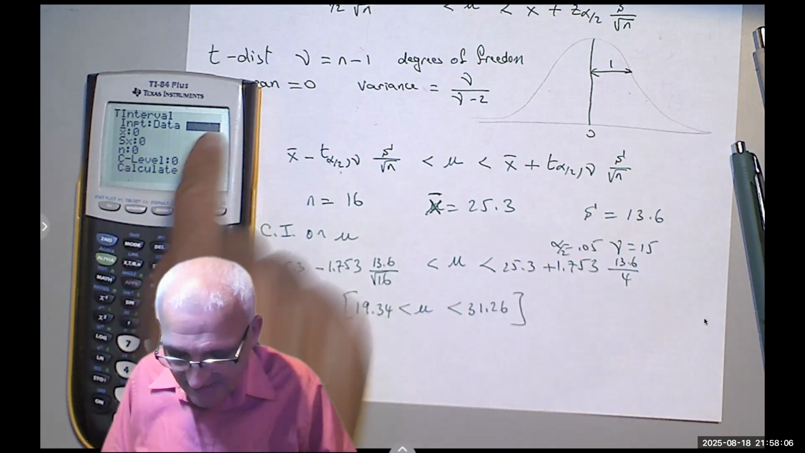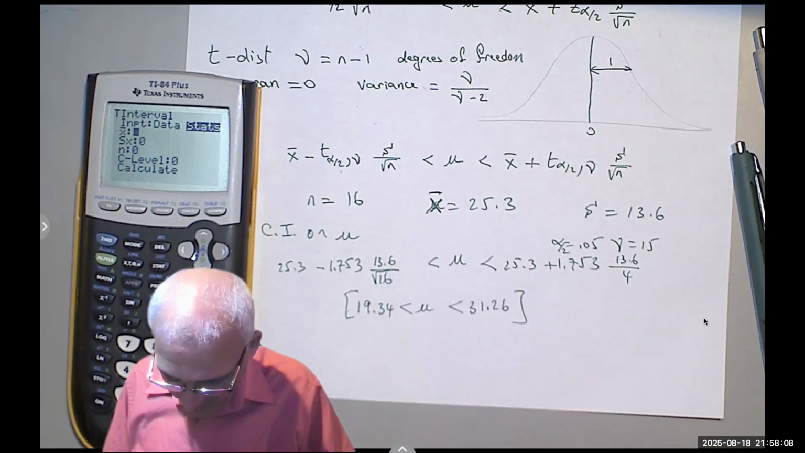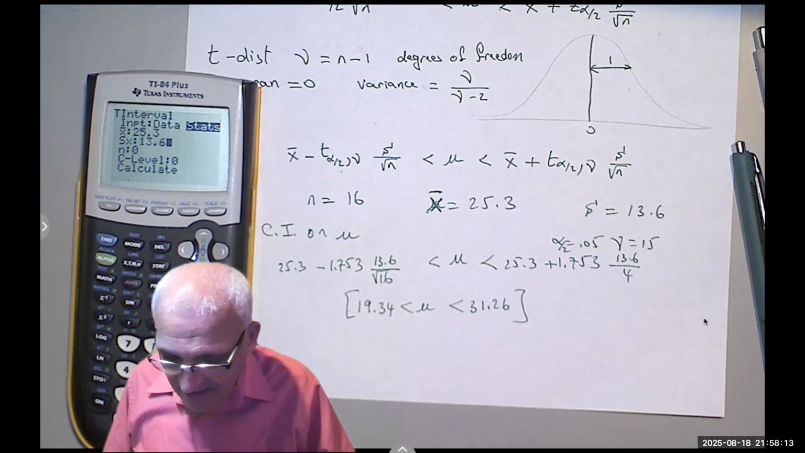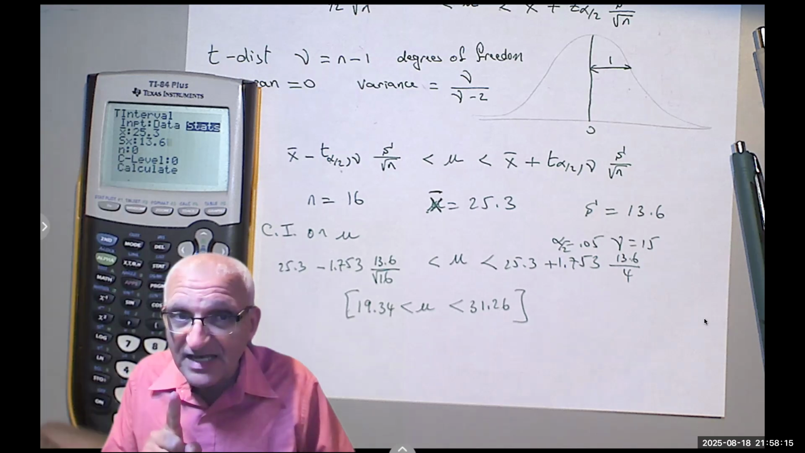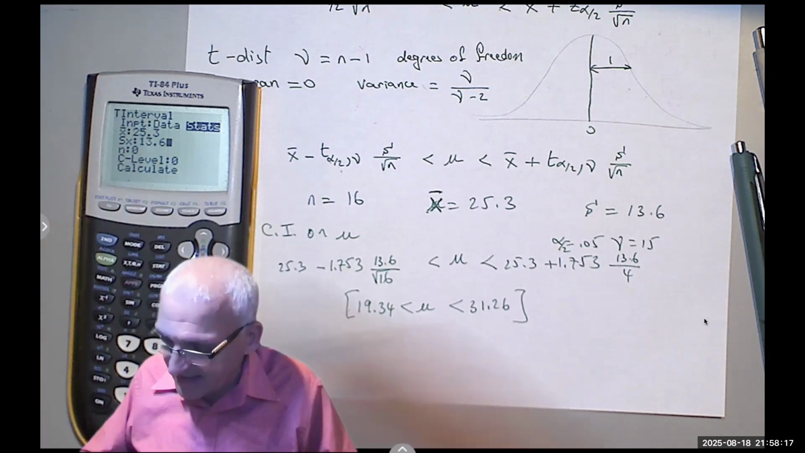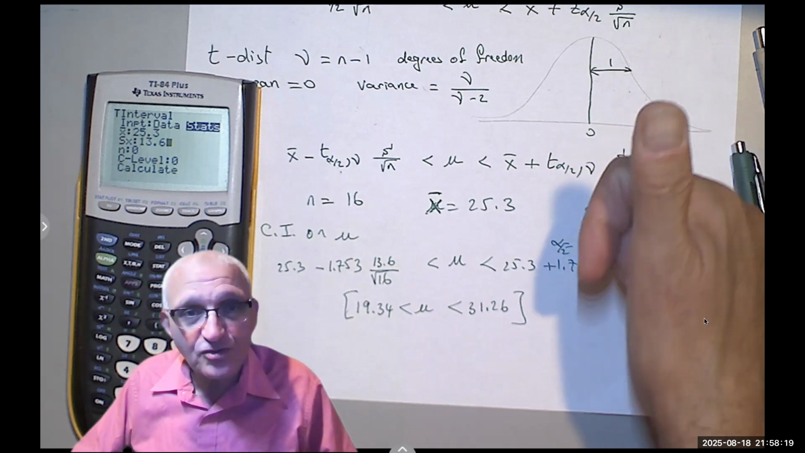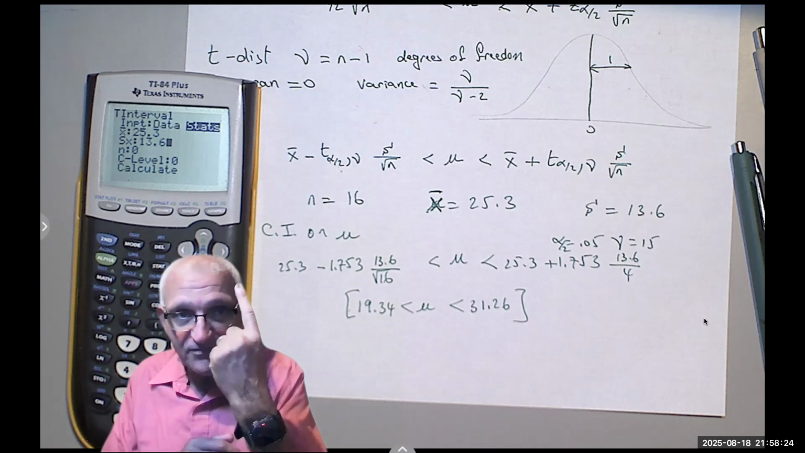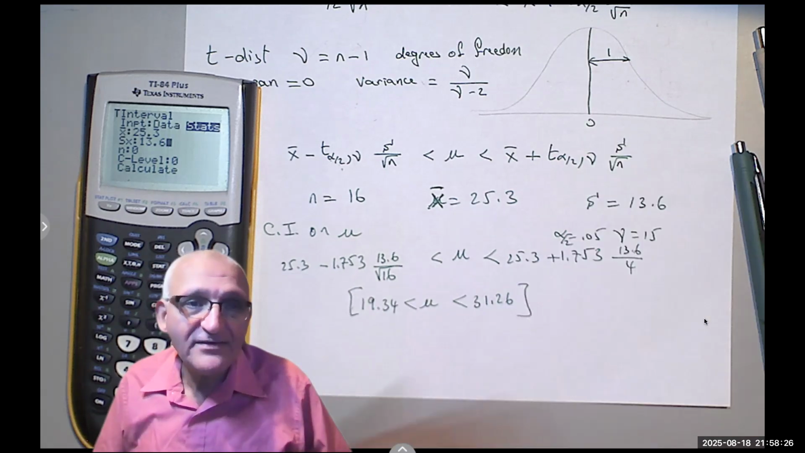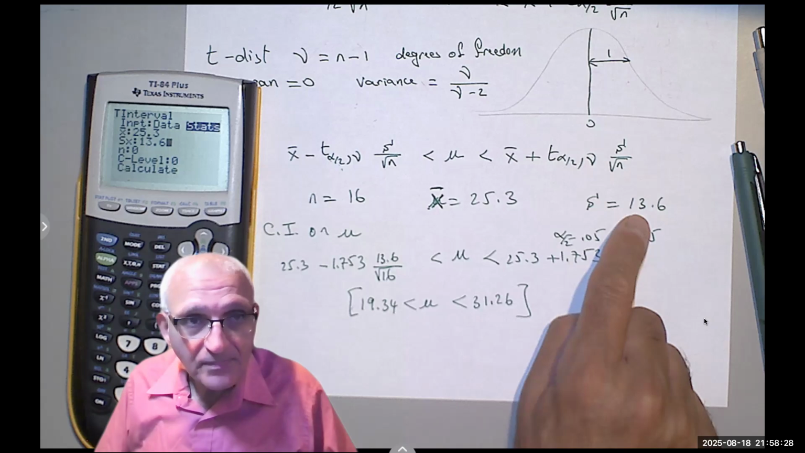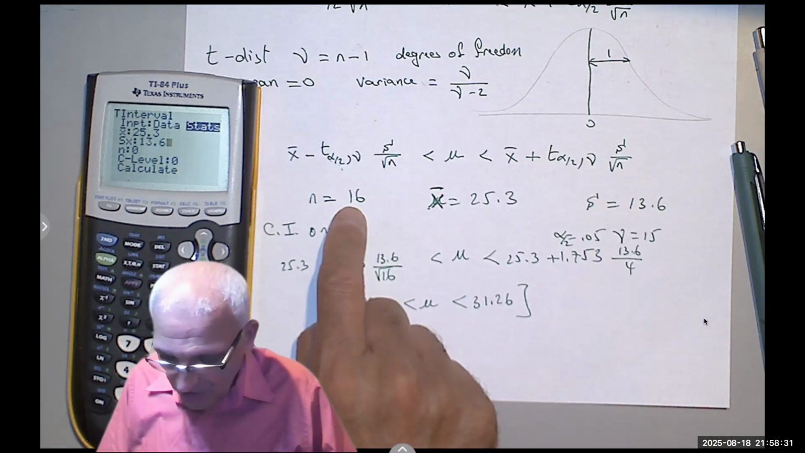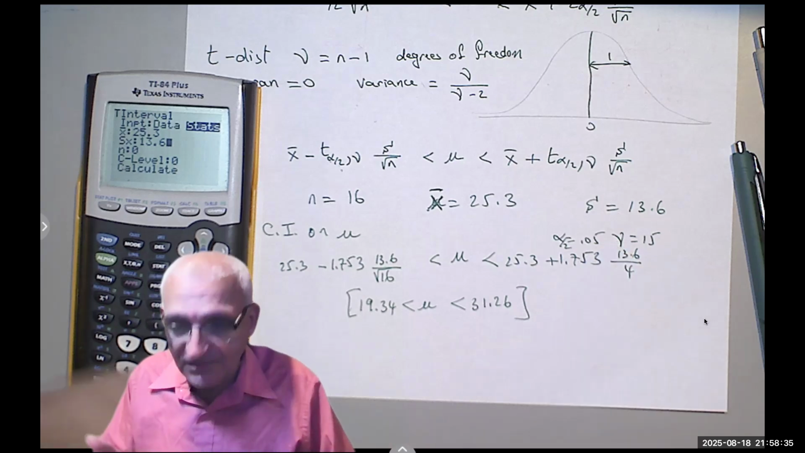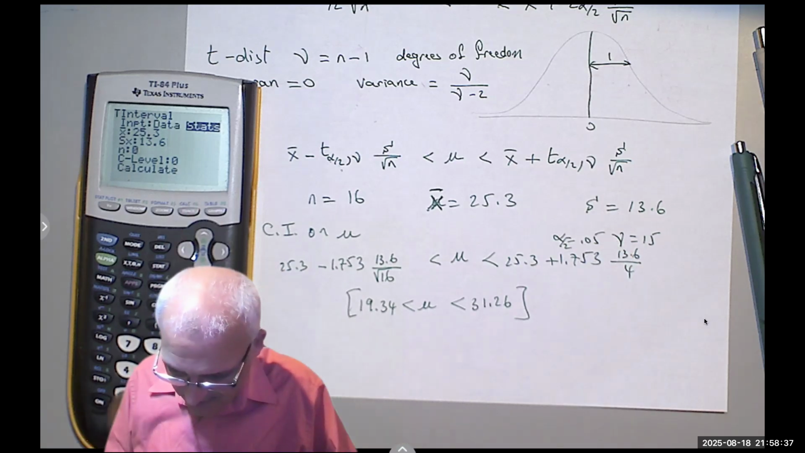So we select stats, we go down, X bar is 25.3, Sx is 13.6. Notice Sx, not S x bar. If you say S x bar, meaning S over root n. But when it says S of x, meaning your random variable, every unit, you have to enter S. Okay? Then your sample size, again, not degrees of freedom. You enter 16, not 15. So here I enter 16.